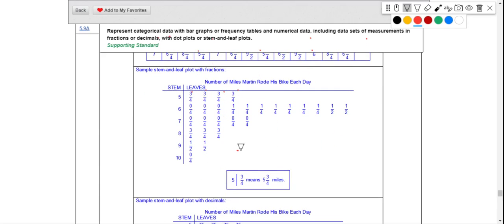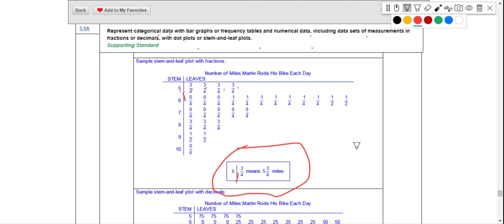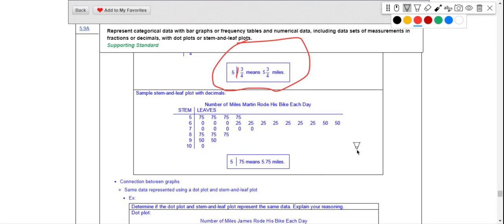Now, this is known as your key or your rule to be able to read your stem and leaf plot. This 5 is represented right here. And here's your line. And 3/4. It's telling you how to read it. What that means is 5 3/4 miles.